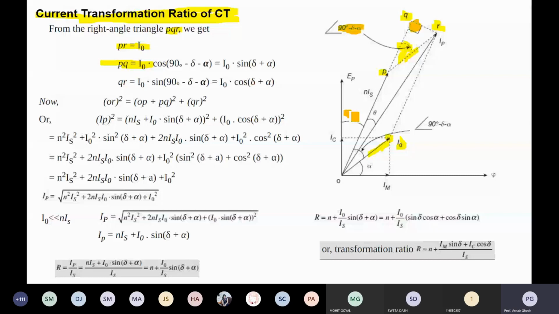So total angle is 90 degree. So what is the value of this angle? This angle is coming 90 degree minus delta minus alpha. The angle between the PO and this one is also 90 degree minus delta minus alpha. You can see that both are alternate angles here. It's a parallelogram, this total path is a parallelogram.